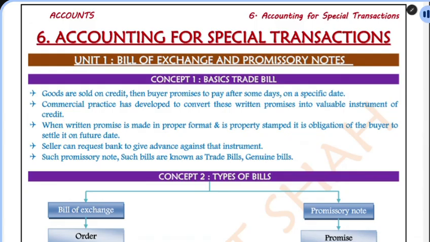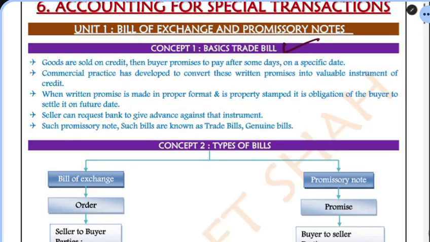Okay, so let us first understand the concept. When goods are sold on credit, the buyer promises to pay after some days on a specific date. We call it credit purchases. What happens in credit purchases? The amount will be paid at a later date. On the spot, payment will not be done. Clear? Then commercial practice has developed to convert these written promises into a valuable instrument of credit.